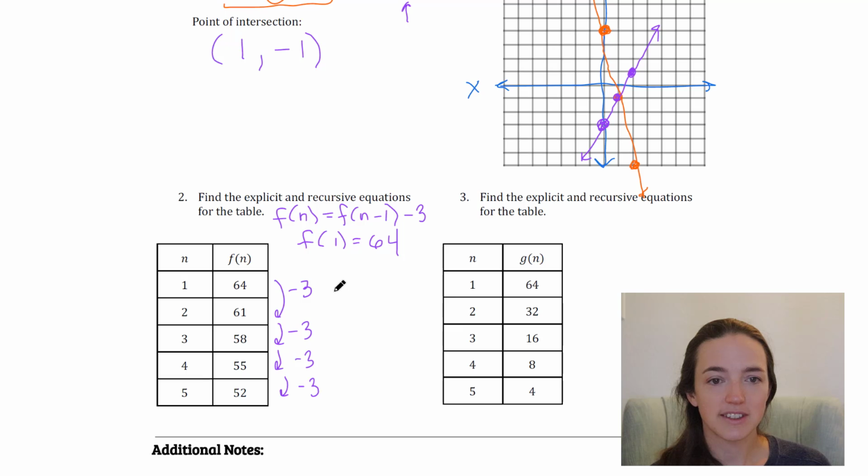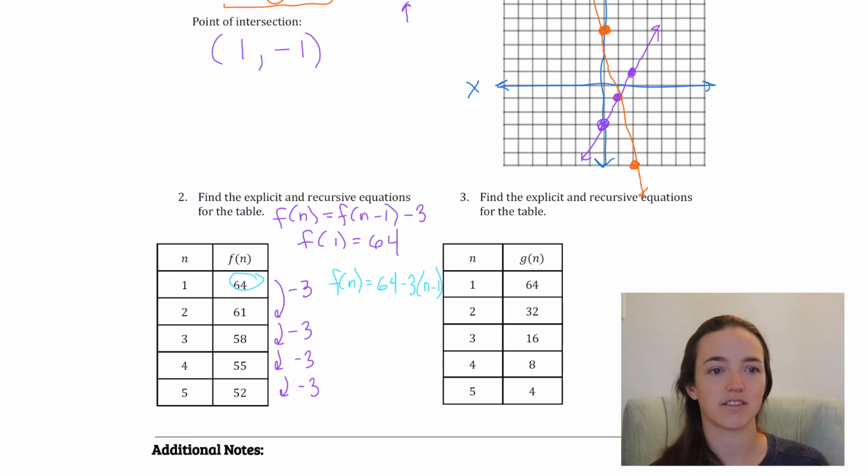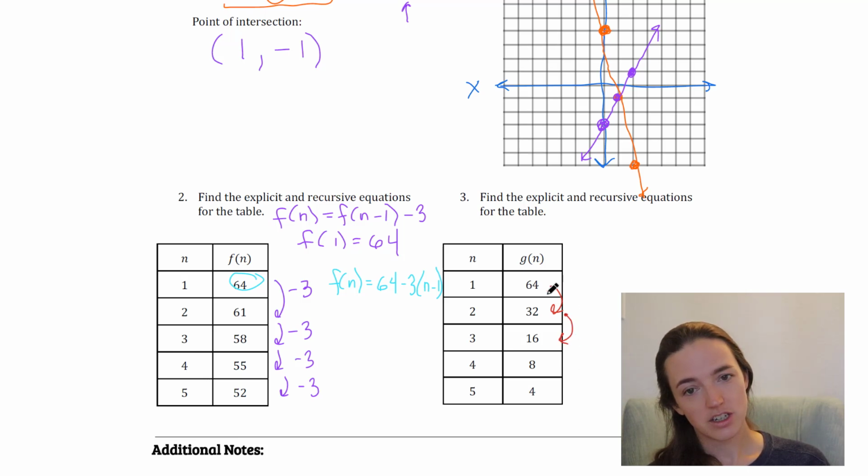For the explicit, f(n) equals, this is a little more familiar, we've done that a lot more recently. Starting value is 64. We're subtracting 3. We started at step 1, so I'll write n-1. And we're putting the variable next to the -3, not raised, because this was subtracting. Okay, next. Okay, if that's subtraction, that's -32. That is a lot, and I don't think that pattern holds up, so it's probably not subtraction.